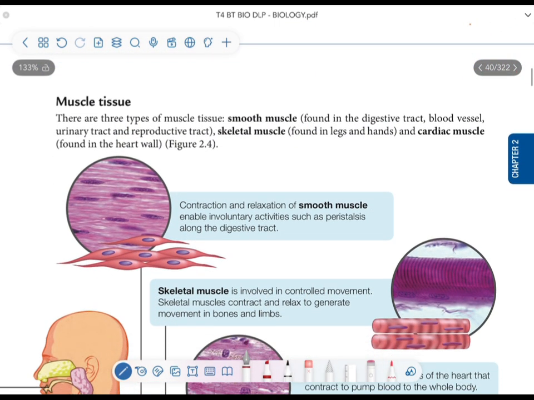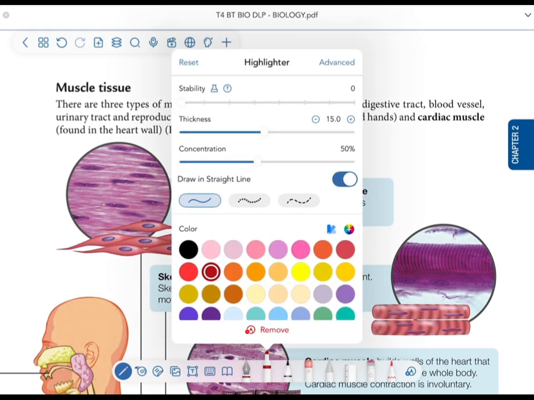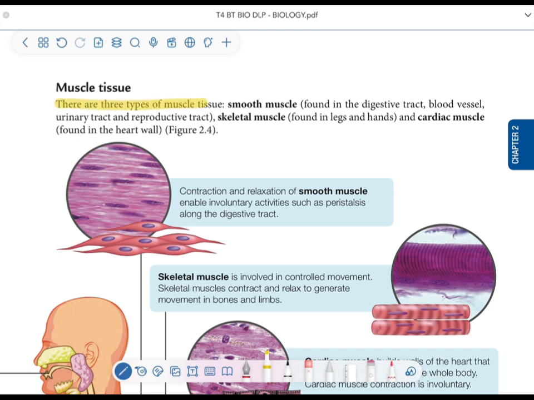Next, we are going to learn about muscle tissue. There are 3 types of muscle tissue, which are smooth muscle, skeletal muscle, and cardiac muscle. And this is also a very popular topic that may come out in the exam, asking you to compare and contrast the 3 types of muscle tissue. So you need to remember that you have 3 types of muscle tissue: smooth, skeletal, and cardiac.